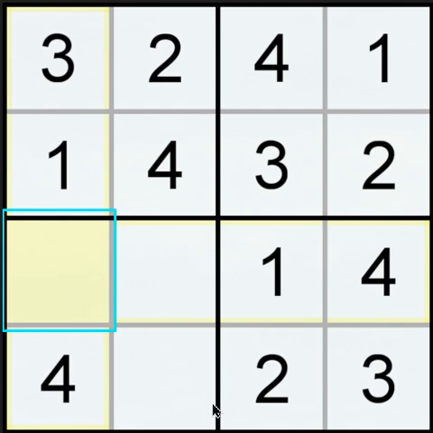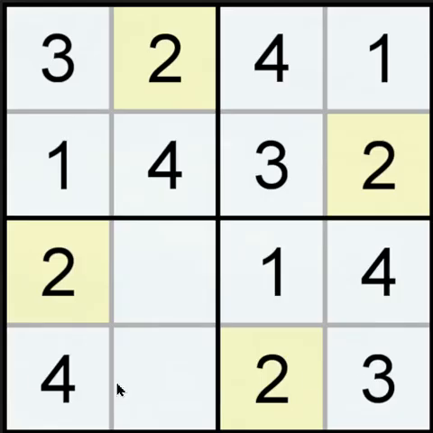Now we see the number 2. If we count the 2's in the grid, we have 4 2's. This means all the 2's are in the grid. Good job.